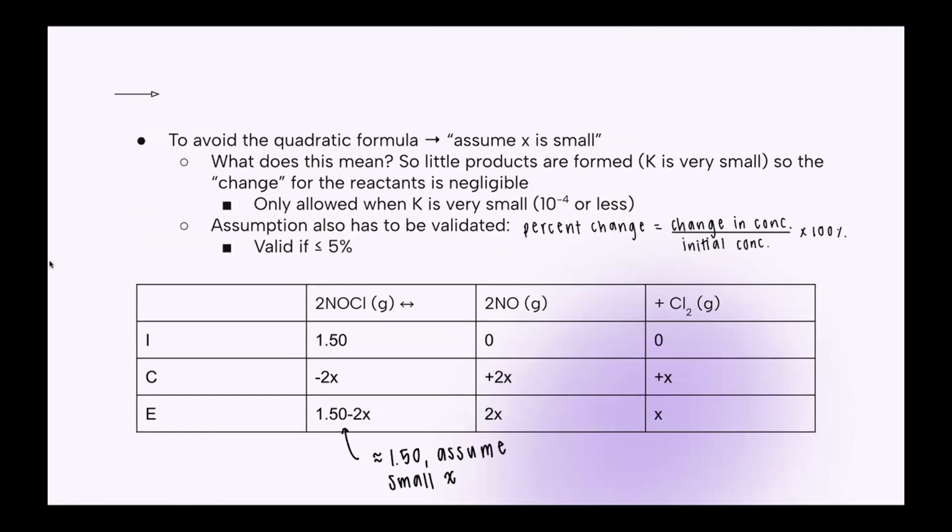So to avoid the quadratic formula, when we have a really small K value, like the 1.6 times 10 to the negative 5, we can assume that the change in concentration of the reactants is so small that it is basically negligible, or 0. And we know this because of way back when we did equilibrium concentrations, if K is less than 1, our reaction favors the reactants.